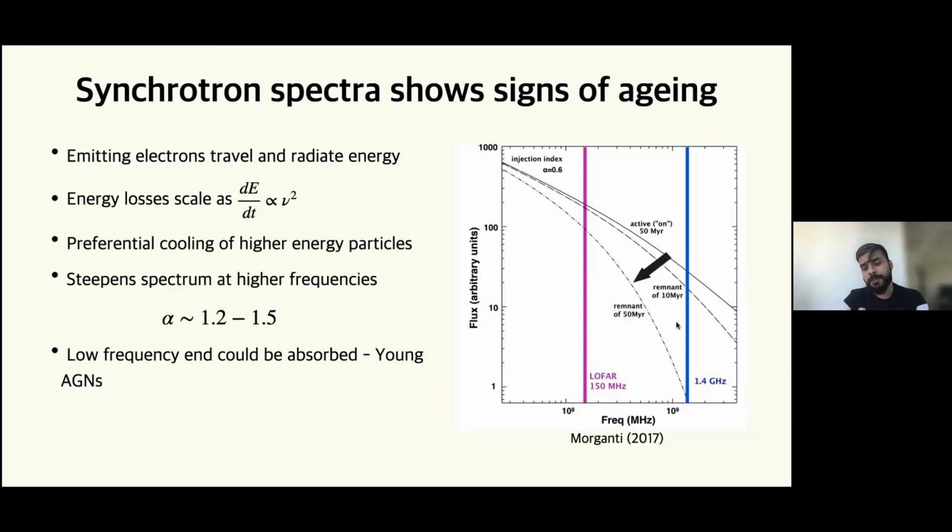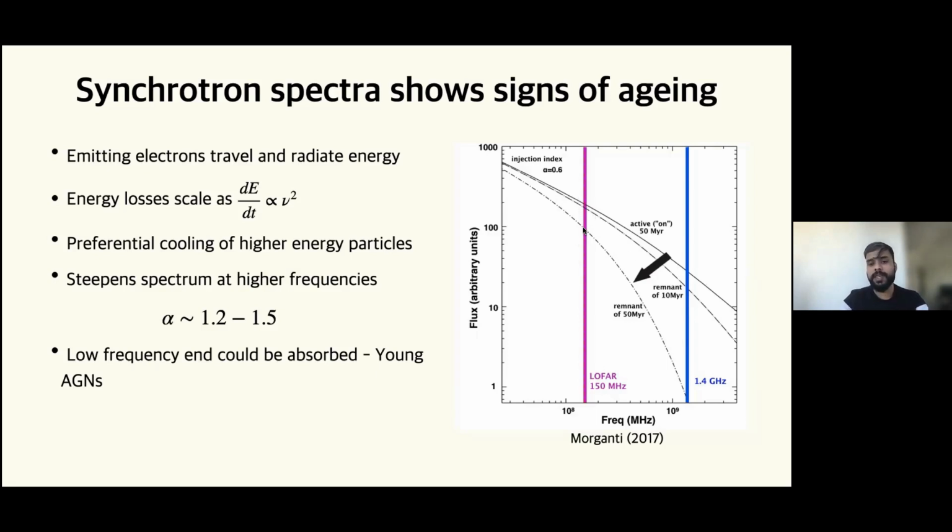So in such steep spectrum, we typically see a spectral index of 1.2 to 1.5, but it can go even steeper depending on how old the electrons are. So the magenta and blue lines that you see here are basically two telescope frequencies where we can measure the spectra. If we measure at high frequencies, we can understand how the spectra is steepening and therefore understand how old the galaxy itself is, because the older it is, the steeper it is.